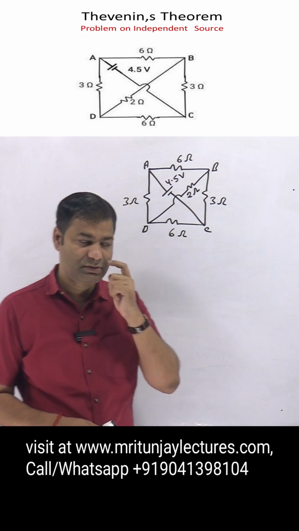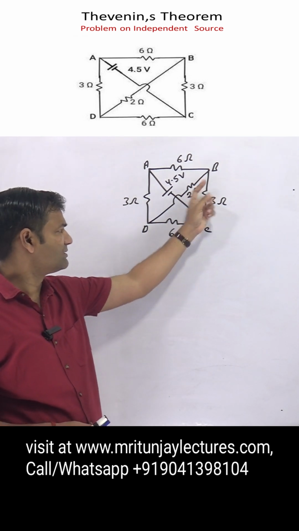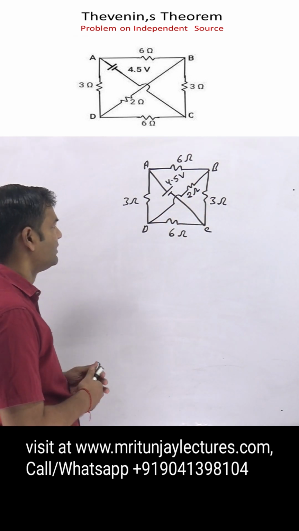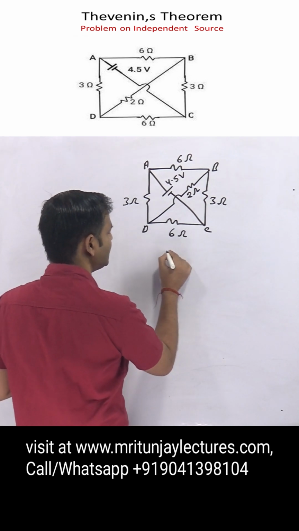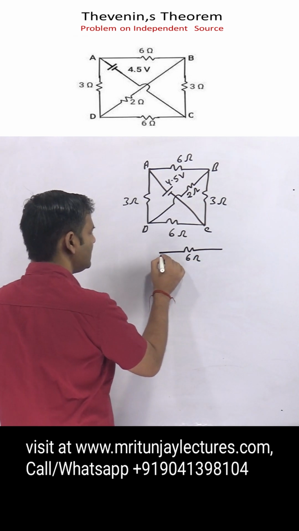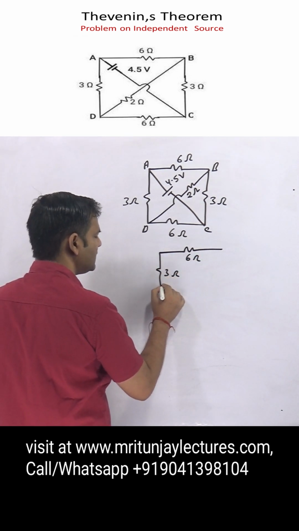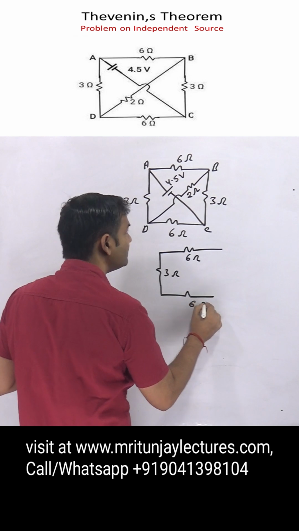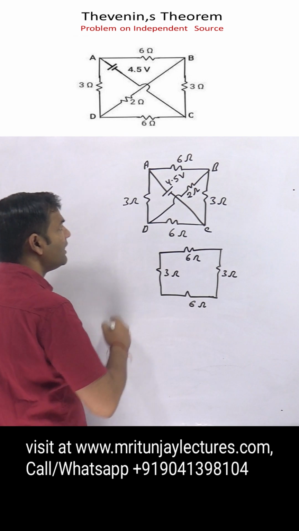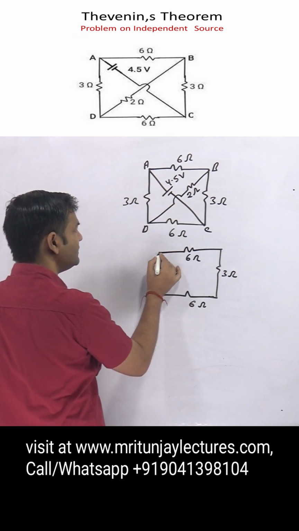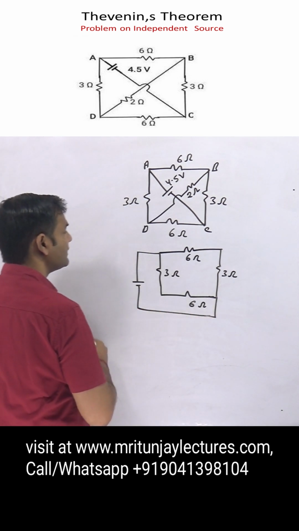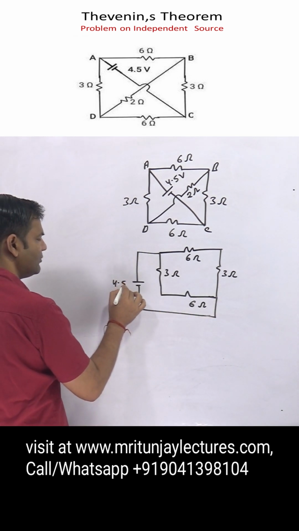According to Thevenin's theorem, if you want to determine the current in this branch, first of all remove this one. After removing it, make the circuit again: that is 6 ohm, 3 ohm, and again 6 ohm and 3 ohm. Clear or not? And A to C, this one represents 4.5 volt.